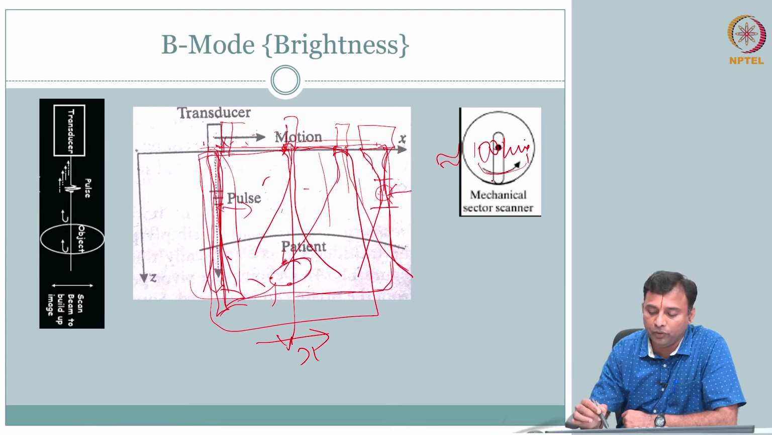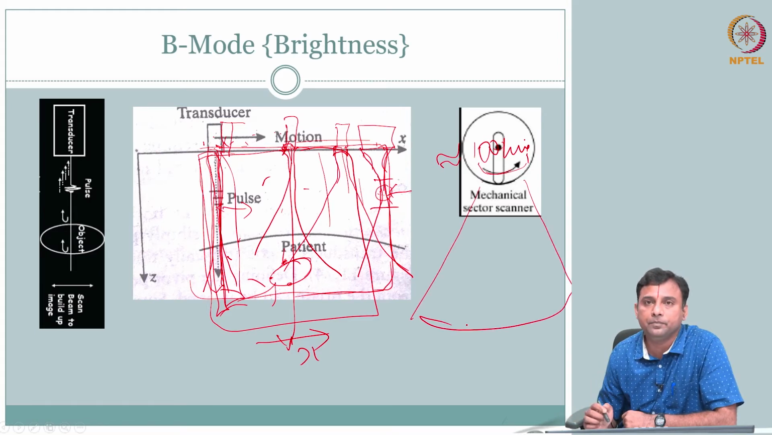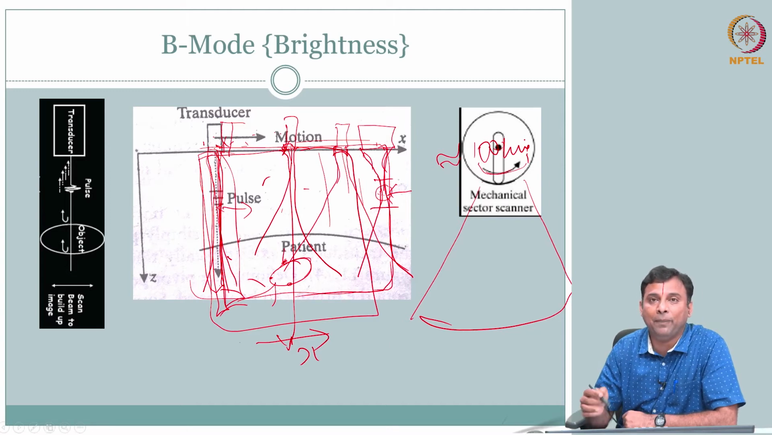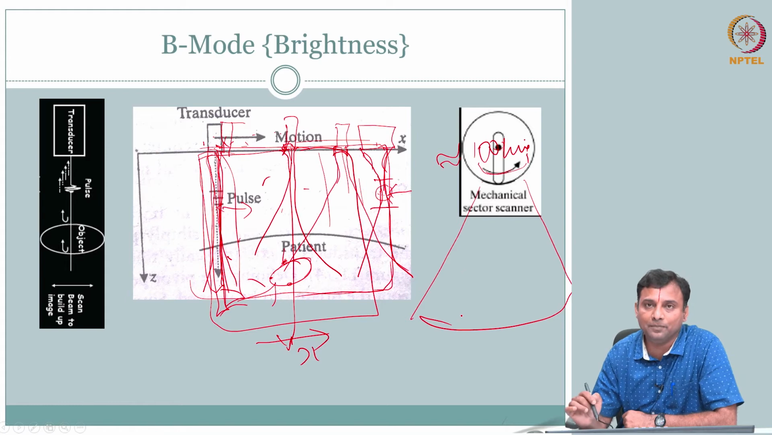So that way, if you do it this way, your image will be in this format, right? This will be a rectangular image. This will be a pie kind of image, a sector image they call it. Okay, so this is how it was done.